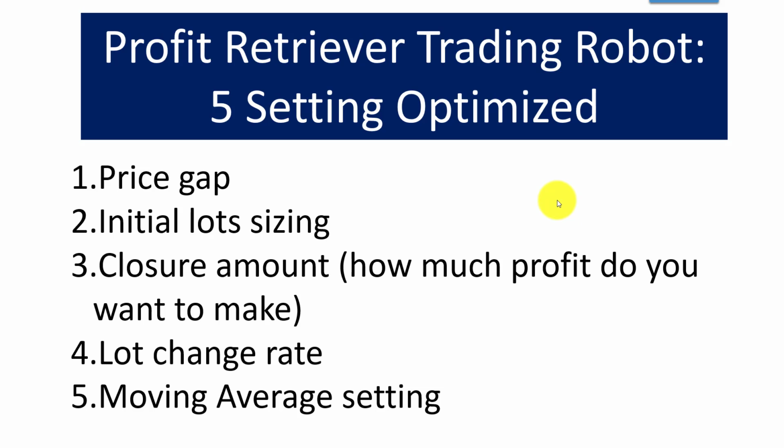So what you're going to be seeing is me optimizing the Profit Retriever for the pound USD over a period of a year, and using 5 settings. Now you don't need to know what these settings do, but I use the price gap, the initial lot sizing, the closure amount, which is basically how much profit do you want to make, the lot change rate, and the moving average setting. So I'm testing those 5 settings in this optimization exercise.